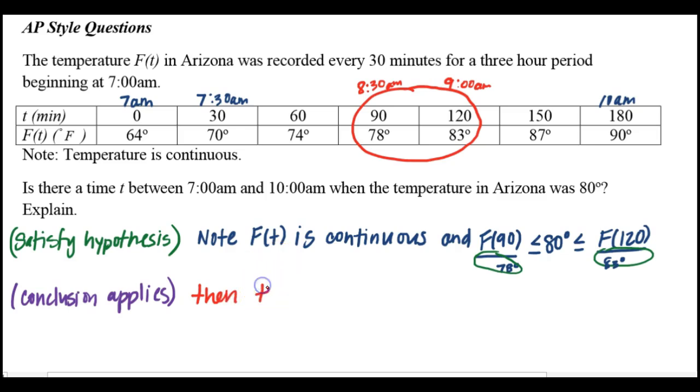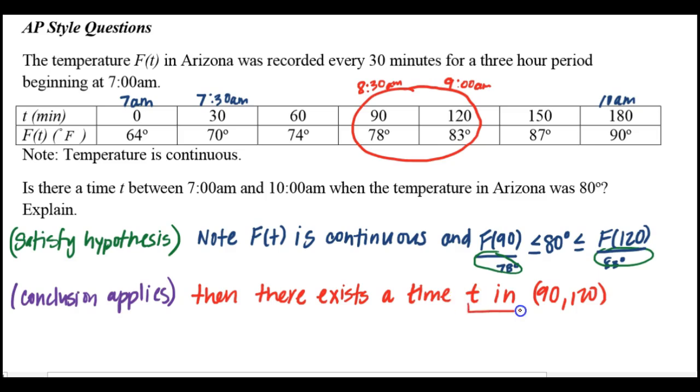Then there exists, or there is, right? Then there exists a time t. Specifically, there's a time between 8:30 a.m. and 9 a.m. So there exists a time t in the interval from 90 to 120. That's one way to say it. So between 90 and 120, or we could also rewrite this statement another way.